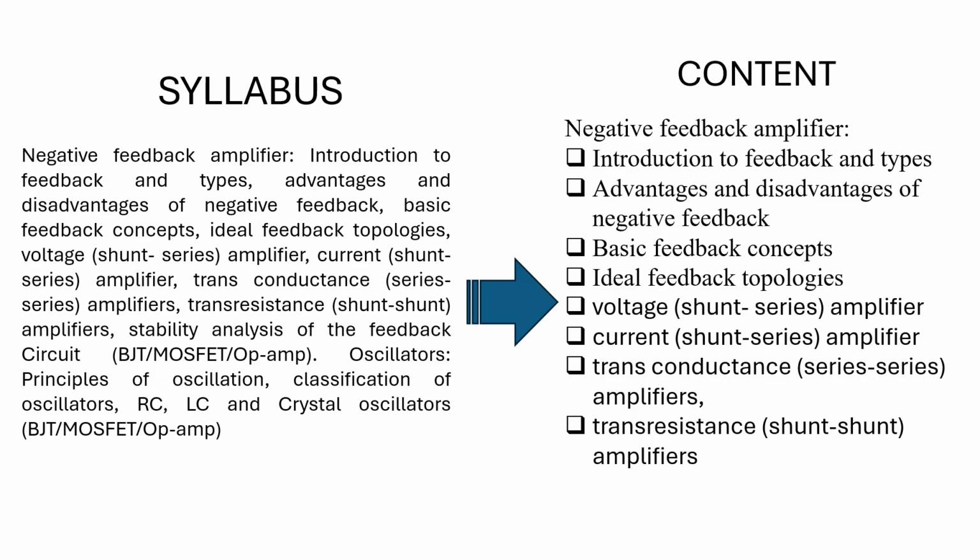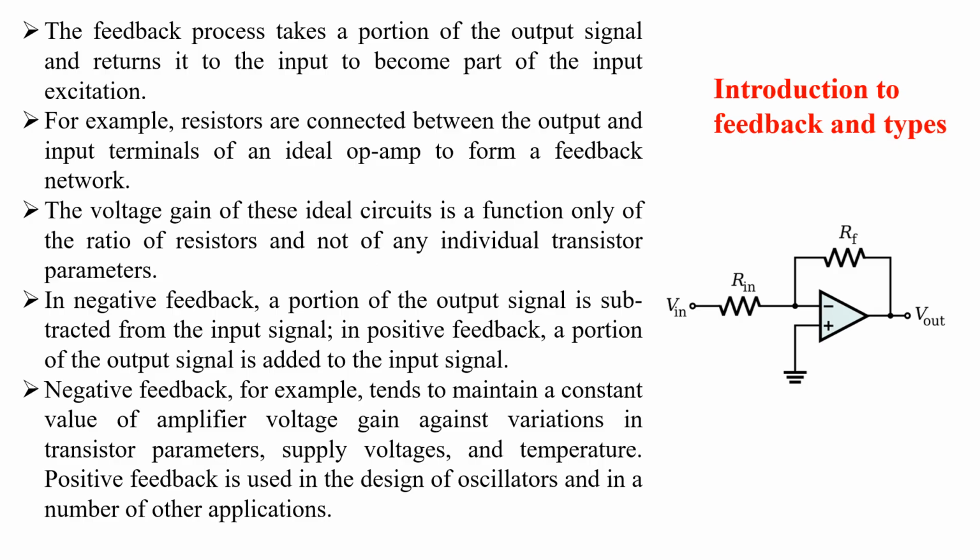So we'll see what feedback is, that is, an introduction to feedback and its types, the advantages and disadvantages of negative feedback, then the basic feedback concepts and ideal feedback topologies, the different topologies like voltage-series, current-series, current-shunt, that is the current amplifier, transconductance, that is series-series, and the shunt-shunt. So we'll see all of these.